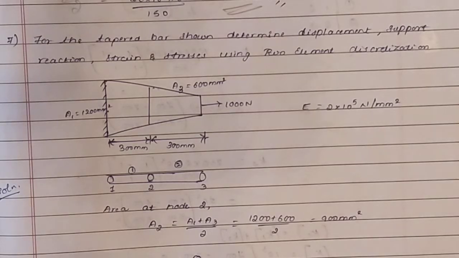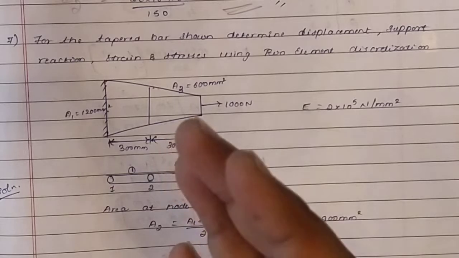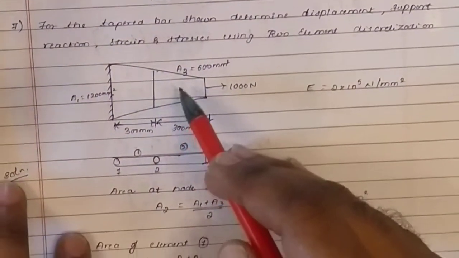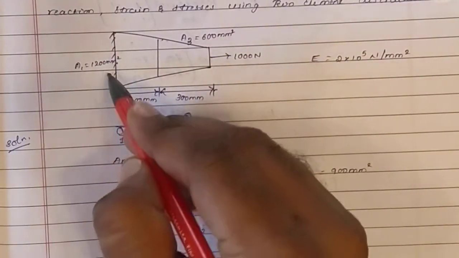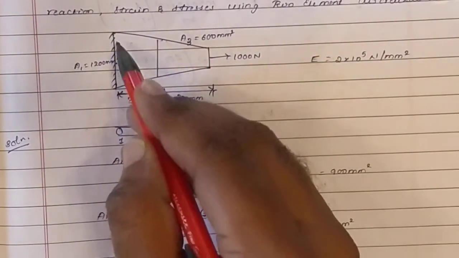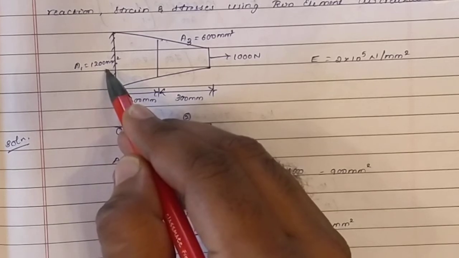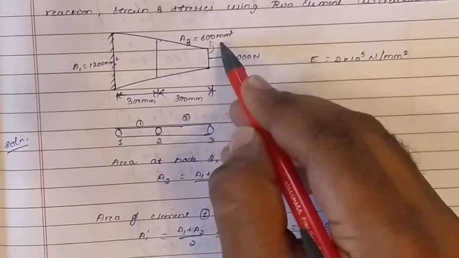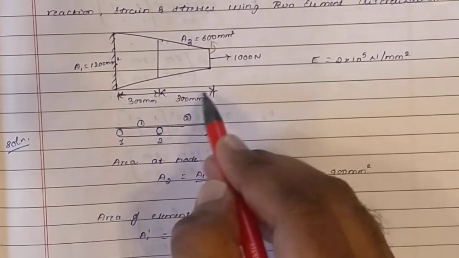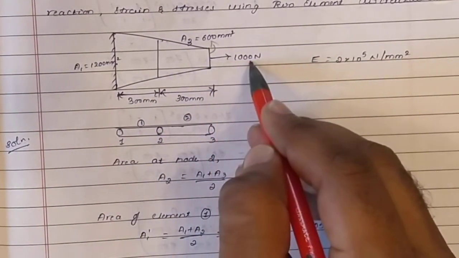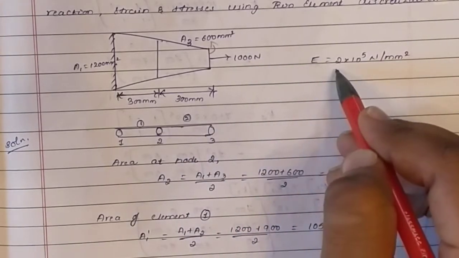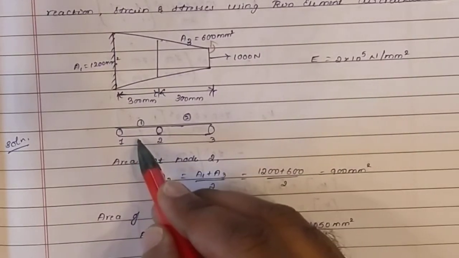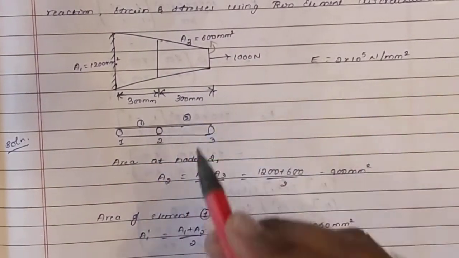Okay, but the steps will be the same even for the penalty method or the elimination method, as we did in the previous problem. So here he has given a tapered bar. The area of the first cross section at this point, A1, is 1200 mm square, and A3 at this point is 600 mm square, 300 mm is the length, and a force of 1000 Newton is applied. Young's modulus E is equal to 2 into 10 power 5 Newton per mm square. So just write the finite element model, elements 1 and 2.